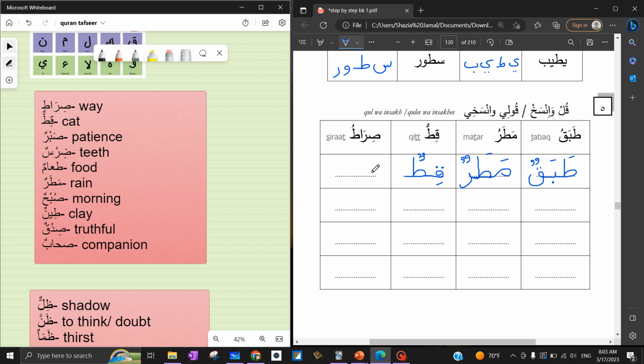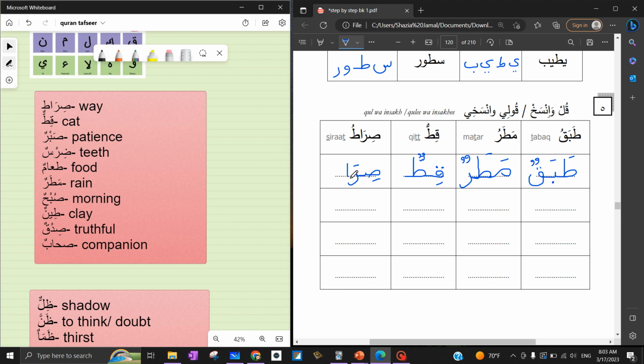Now, sirat. Make the sad, and don't forget this dent, say it with kasra, and continue with the tail of the sad, ra, and alif is written separately. Why? Because ra is not connected from the left side. Ra with fatha, as we know the rule for the long vowel.